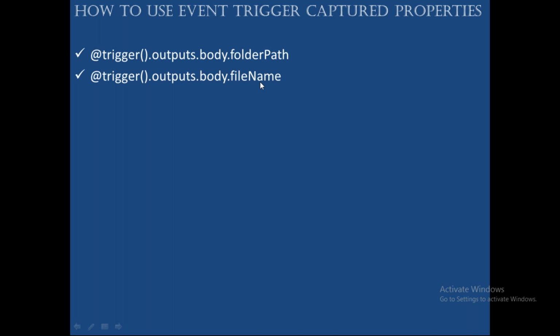Not only this, you can use these queries in a different way. See, these two also you can use as a replacement. You can use this or this, both will give the same. For example, outputs.body.folderPath or triggerBody().folderPath. Either way you ask, you will get the same result. In the same way for file name, both queries will give the same result. Both properties will give the same result.